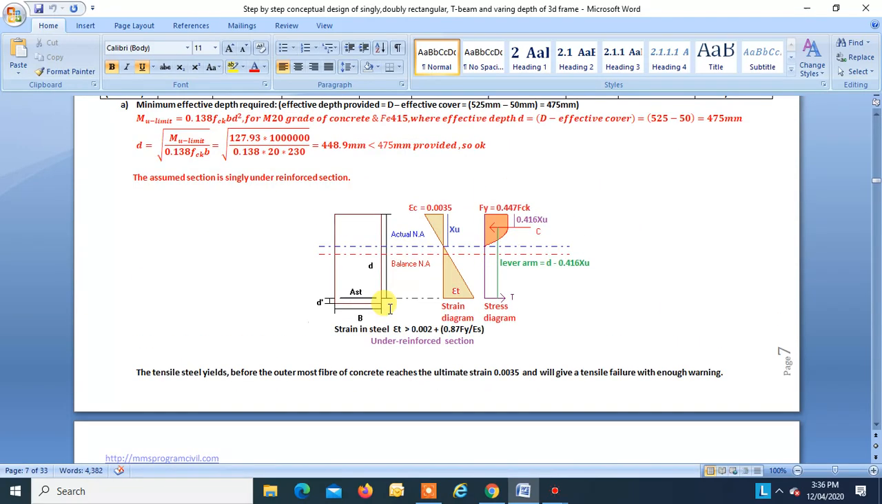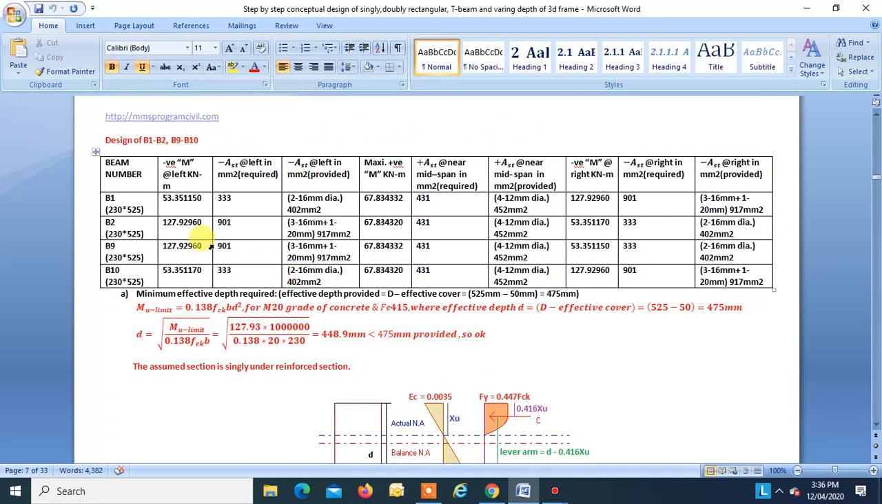Now moving forward, first step, for the maximum bending moment out of all this, you have to find the minimum depth required, okay? The maximum bending moment is 127.93, okay? We know Mu limit is equal to 0.138 fck b d square for M20 grade of concrete and Fe415 steel. The effective depth is capital D minus effective cover, that is 475. This is the effective depth we are providing, okay?